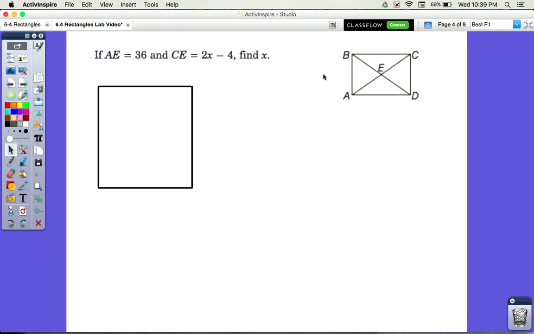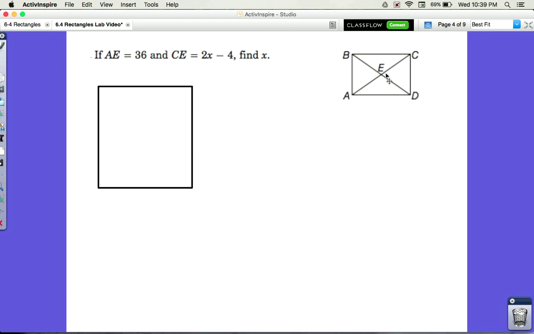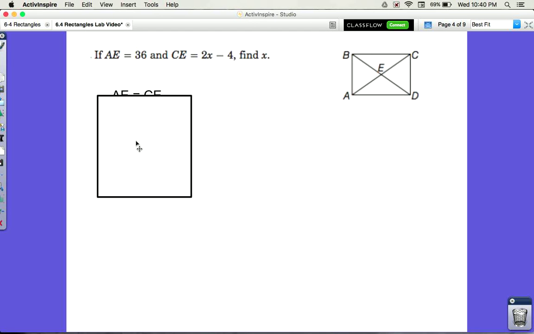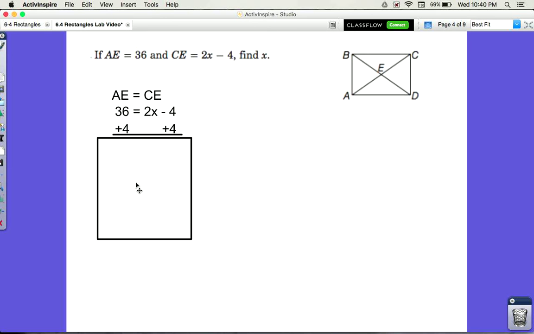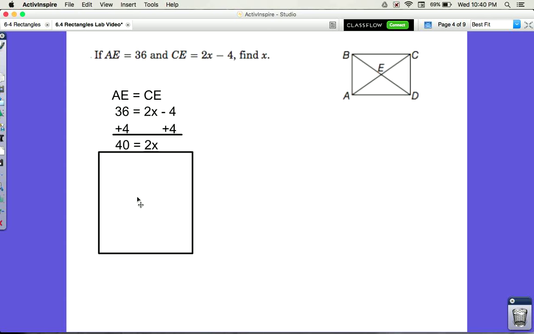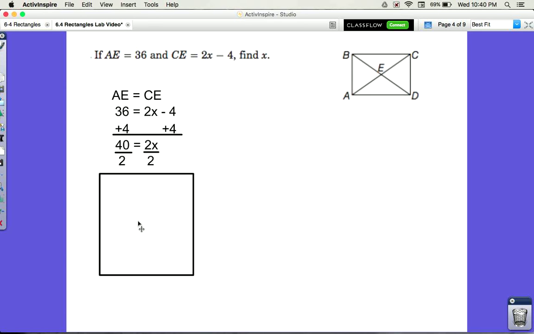Okay, so if we know that AE equals 36 and we know that CE equals 2x minus 4, then since these are both parts of our diagonals, we know that the diagonals of a rectangle bisect each other. So AE equals CE. From there, we can say that 36 equals 2x minus 4. I can add 4 to both sides. I get that 40 equals 2x. If I divide by 2, I get that 20 equals x.